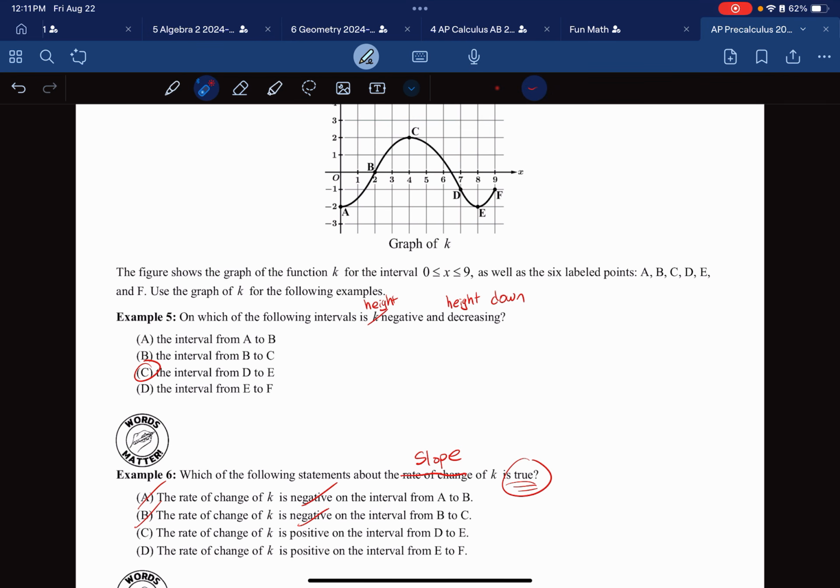Let's look at C. The rate of change, slope, the slope is positive between D and E. Let's check. Between D and E, the slopes are all going down, therefore they're all negative. It's got to be, by process of elimination, it's got to be D. Let's check. The rate of change, nope, cross it off. The slope is positive between E and F. Between E and F, yes, all these slopes are indeed positive.